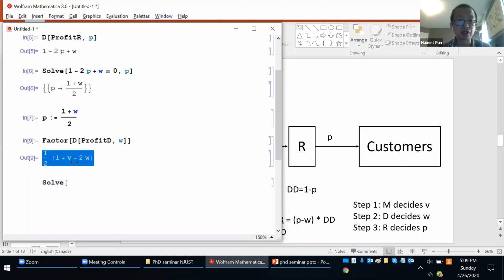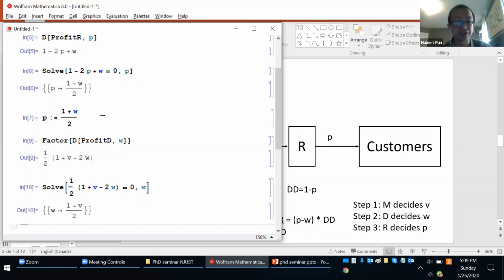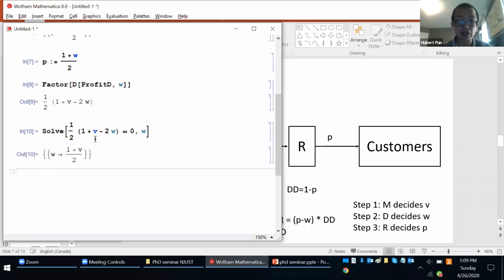We solve this value == 0, and remember that the distributor is setting W. So therefore it's W. Shift enter, and then we have this again. And then W := here. So you may notice that so far what we have done is exactly the same as a two-tier supply chain, except replacing the letter C with V right now, which is exactly correct. And then we shift enter. Now we look at the manufacturer. What the manufacturer should do, what is the optimal wholesale price V.